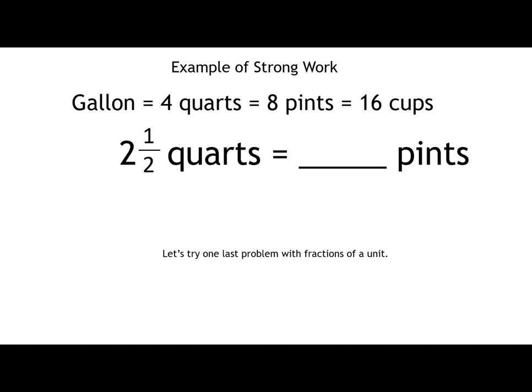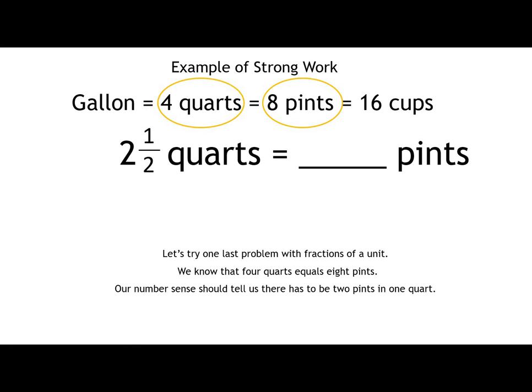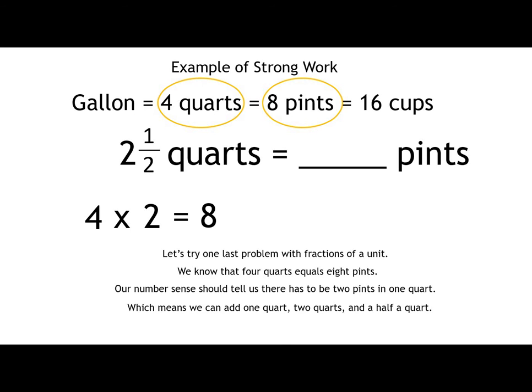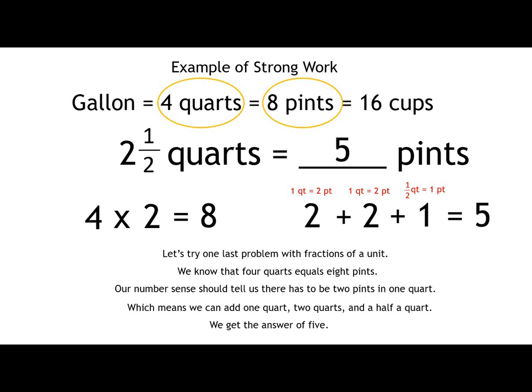Let's try one last problem with fractions of a unit. We know that 4 quarts equals 8 pints. Our number sense should tell us there has to be 2 pints in 1 quart. Which means we add 1 quart, 2 quarts, and a 1/2 quart. We get the answer of 5.